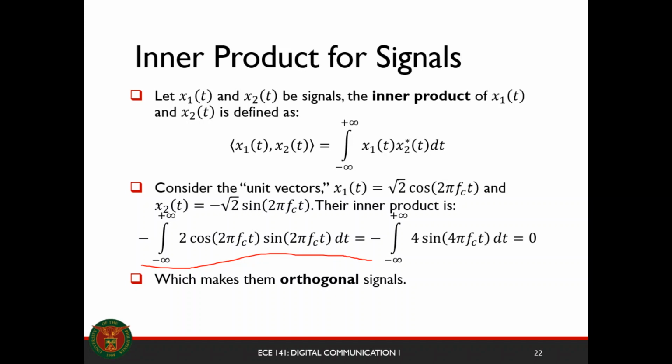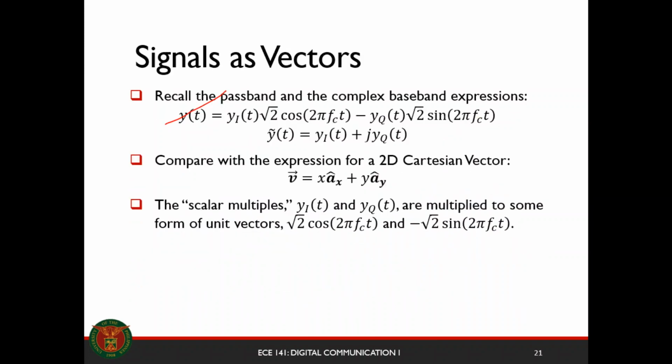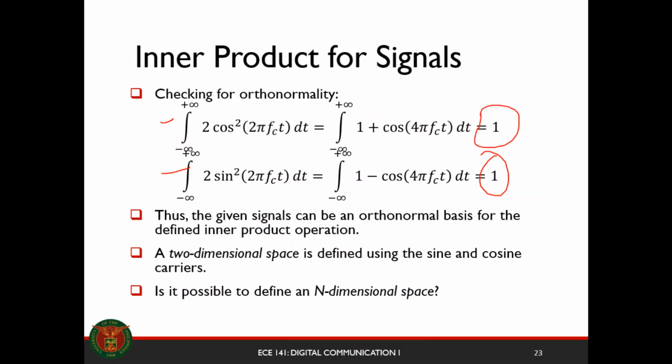And if you take the dot product of that, the inner product, if we evaluate this integral, you actually get 0. That makes them orthogonal, right? If you take the inner product of the signals with themselves, so here and here, we actually get 1. That means these two signals, cosine and sine, form an orthonormal basis for our signals.